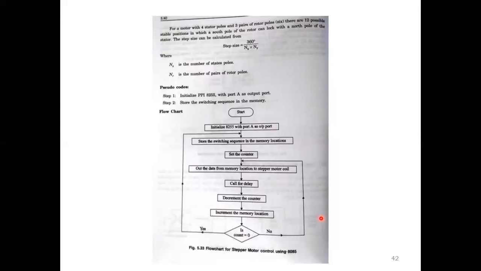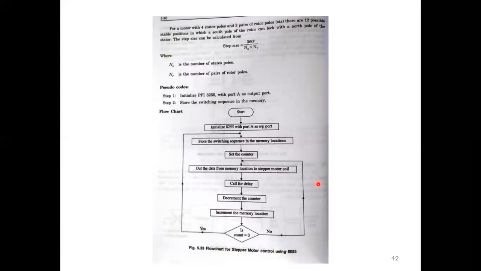This is the step size of the stepper motor: 360 degrees divided by Ns into Nr, where Ns is the number of stator poles and Nr is the number of pairs of rotor poles. We have two steps for controlling the stepper motor. First, we initialize the 8255 with port A as an output port, because the stepper motor needs an output port. Previously, for temperature monitoring, we needed both input and output ports.